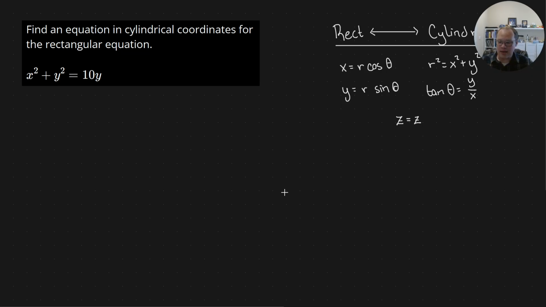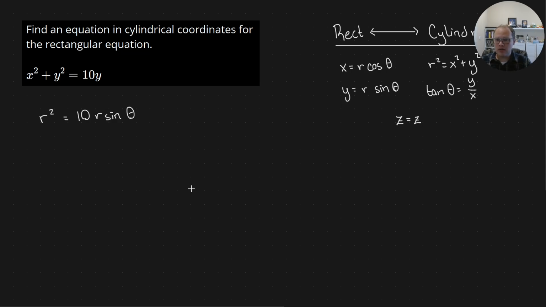A lot of times, when you see an x squared plus y squared, that means, yeah, I should probably be using cylindrical variables here instead. Probably, not always, but probably. Okay, so x squared plus y squared is r squared. And 10y, well, 10y, that really is just y. So that's r sine theta. Okay, and technically we're done. Though we like to tidy up a little bit.